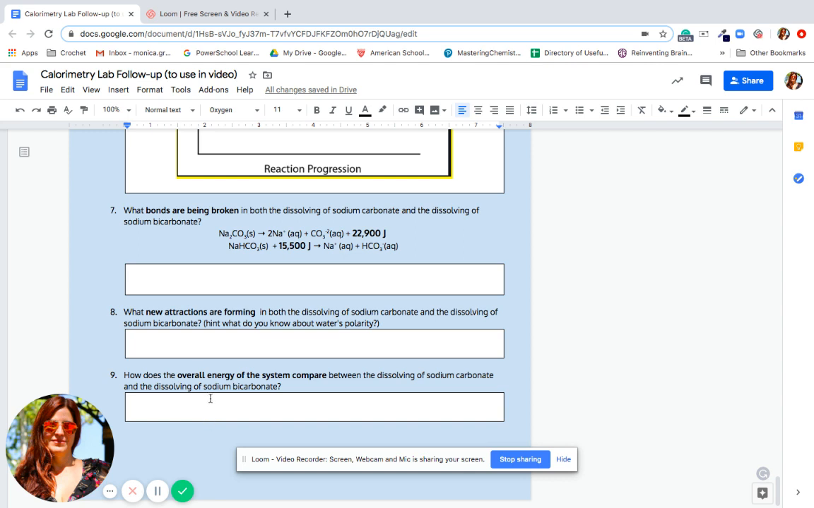And for number 9, you should know by now that the sodium carbonate ended up being exothermic because the energy was released, while the dissolution of sodium bicarbonate ended up being endothermic because you needed energy to break the bonds, so energy needed to be absorbed from the solution.